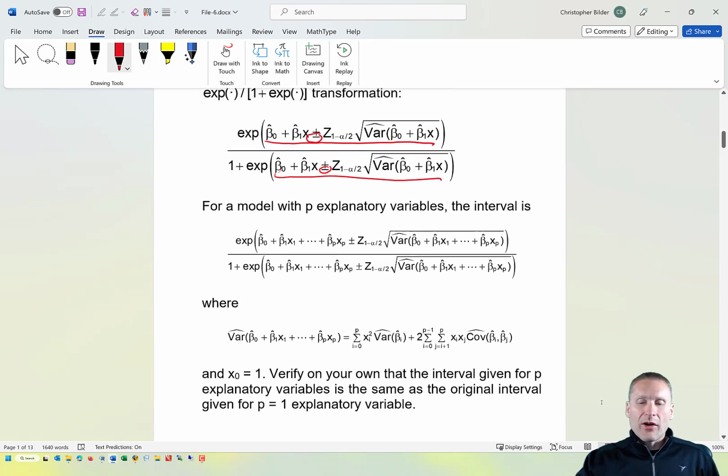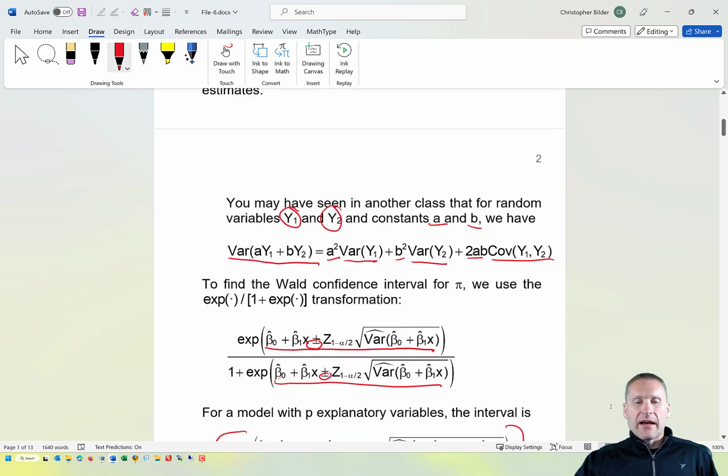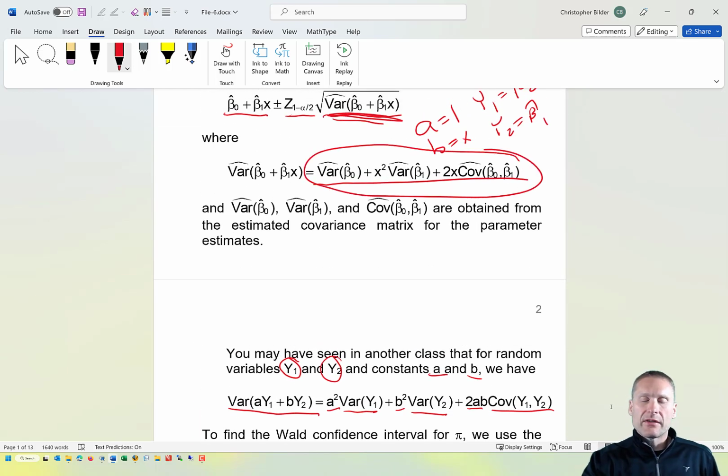When I have more than one, you can see that the equation becomes a little bit more complicated there. In particular, this estimated variance becomes a little bit more of a chore to find. On your own, outside of these notes, verify to yourself that if p was equal to 1, meaning I had one explanatory variable, this expression for the estimated variance simplifies down to what we would get here. Then take a look at what happens if p equals 2, meaning you have two explanatory variables. What would happen?